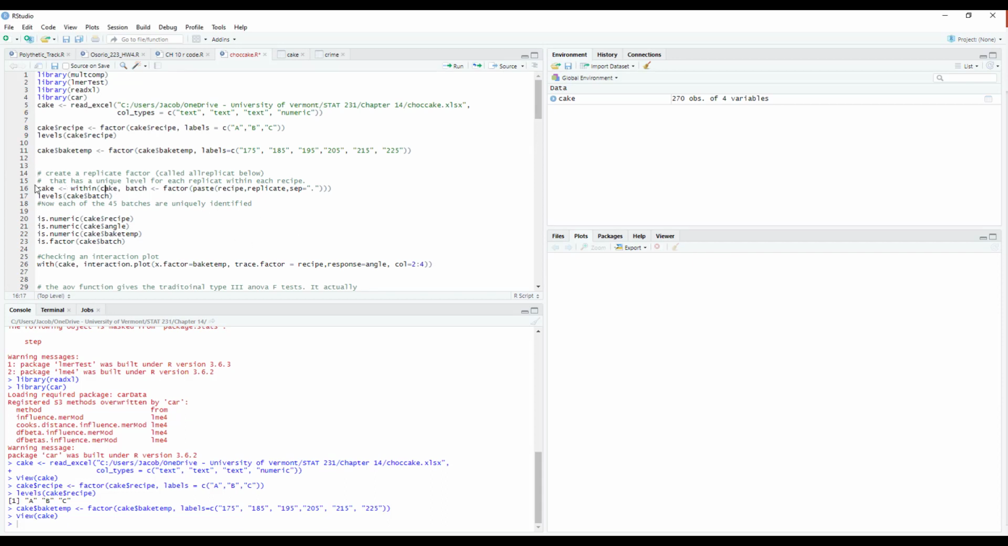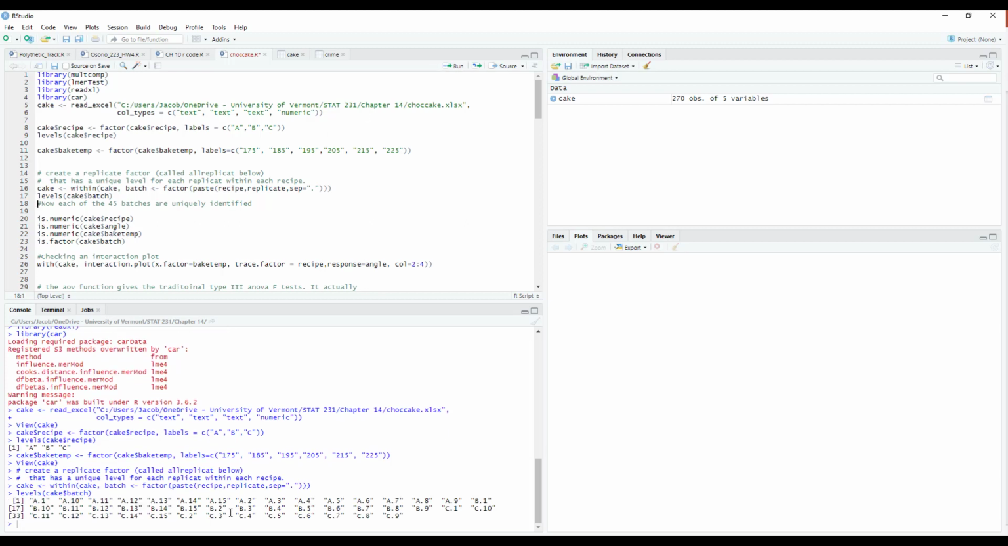What we can do then is we'll create a new factor within cake called batch. So we'll paste the recipe and replicate together, separated by a dot. So that way it'll say A.1, A.2, B.3, B.4, C.13, C.14. That way each batch is now uniquely identified. And if we look, that's what we get. A1 through A15, C1 through C15. Now we have 45 distinct batches.